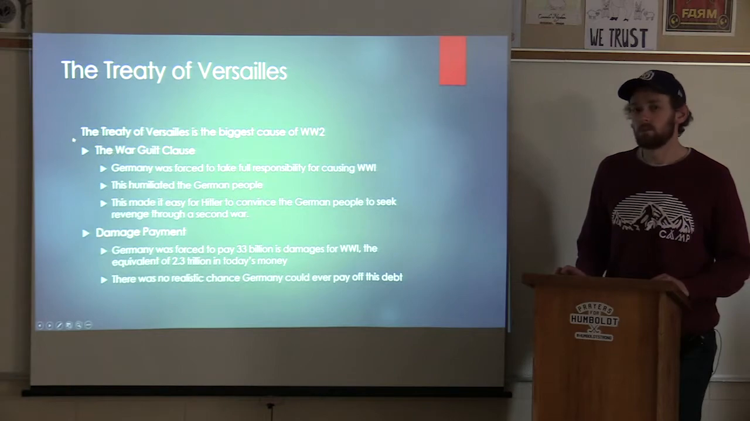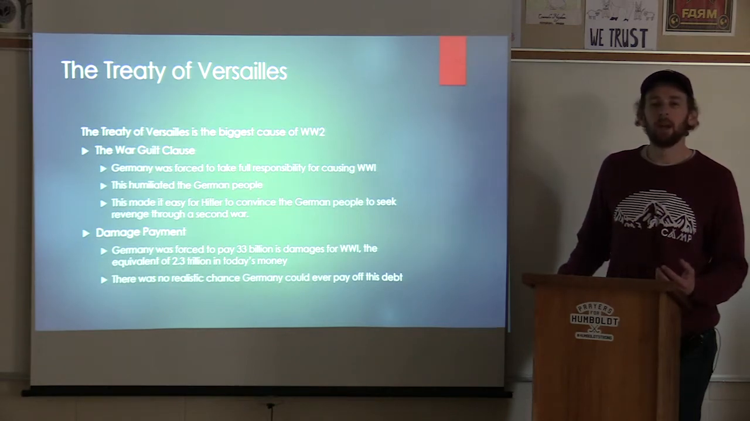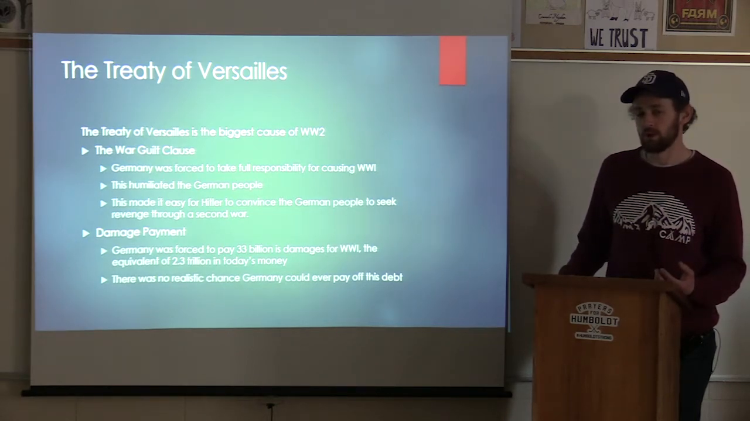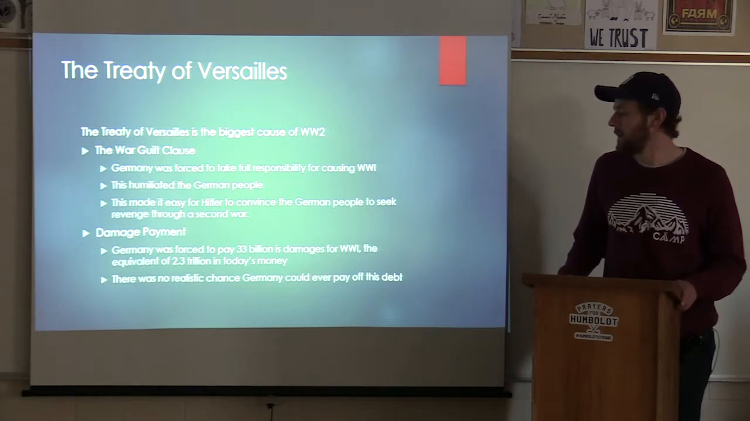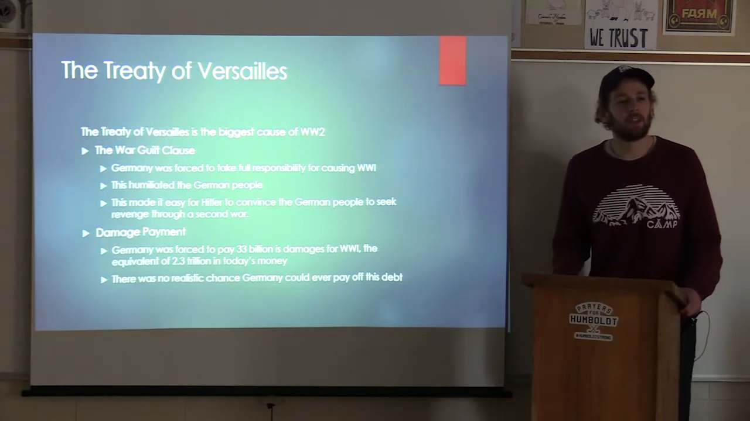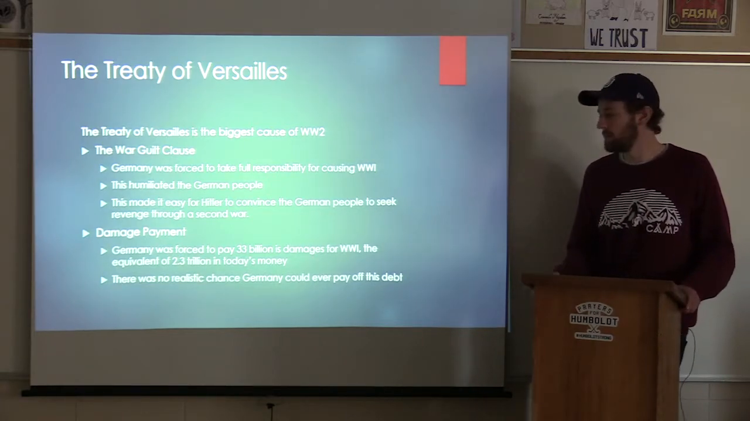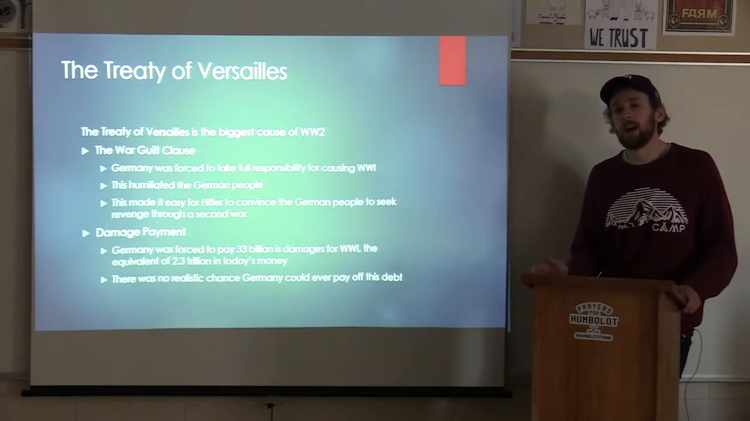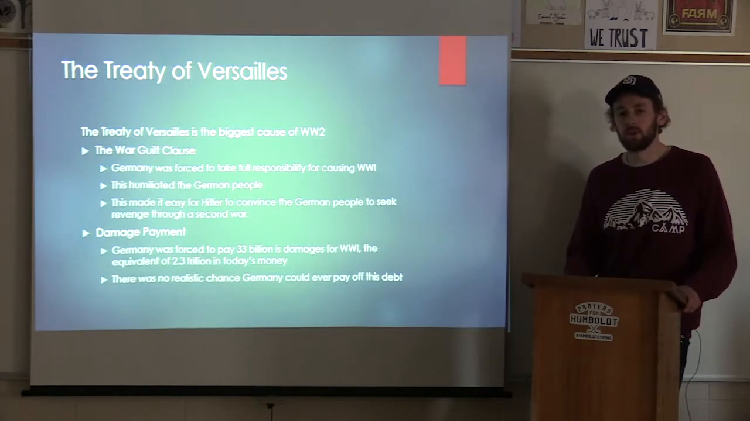The other part that was really upsetting for the German people was the damage payments. If you remember back to the end of World War I, when we talked about the Treaty of Versailles, Germany had to pay massive amounts of war reparations. Reparation payments are what you have to pay as damages for causing some sort of conflict or trauma. Germany in 1919 was told that they needed to pay $33 billion to the Allied countries that won the war to help them rebuild their societies and economies. That in today's money is north of $2.3 trillion, right?